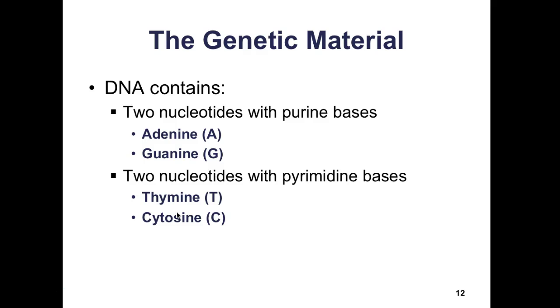So the genetic material itself. DNA contains 2 nucleotides with purine bases, adenine and guanine, and then 2 nucleotides with pyrimidine bases, thymine and cytosine. I always say that to remember which ones are purines and which ones are pyrimidines, I always think of agriculture, AG. You want pure agriculture, which would be adenine and guanine, purines, and then the other 2 pyrimidines, cytosine and thymine, abbreviated AGTC.